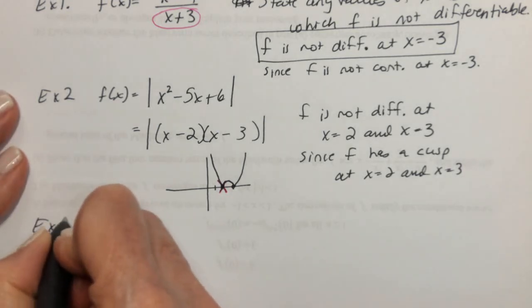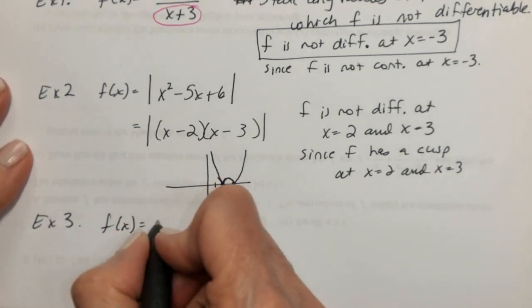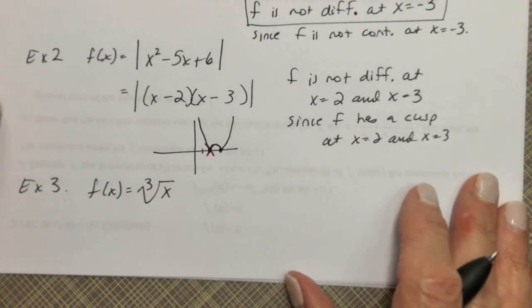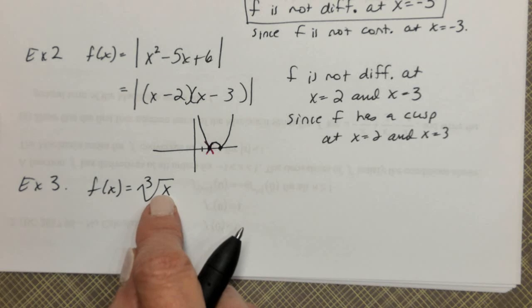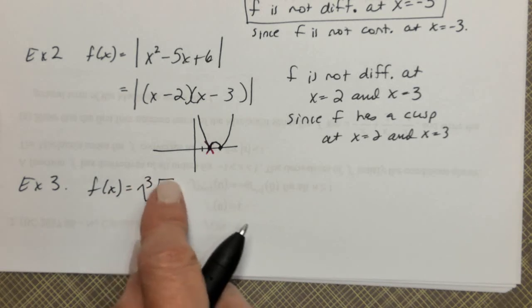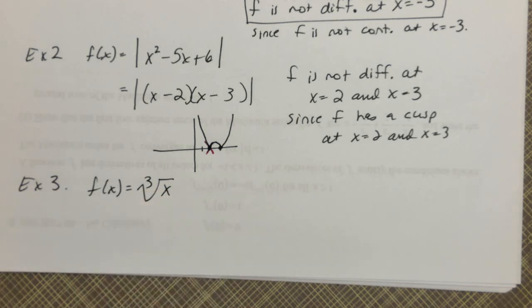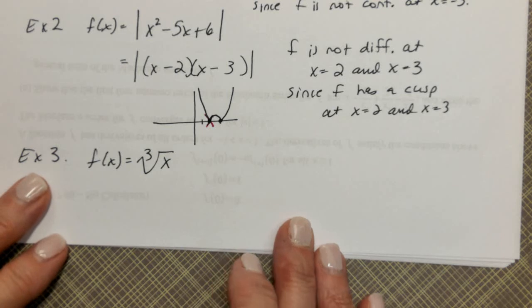Next one. What about f of x is equal to the cube root of x? Okay, well, this is continuous everywhere. There's no denominator. It's continuous everywhere. And this is a smooth graph that has no cusps. So is it ever not differentiable? Okay, these are a little bit harder to find, or harder to notice. It's harder to notice when you have a vertical tangent line somewhere.